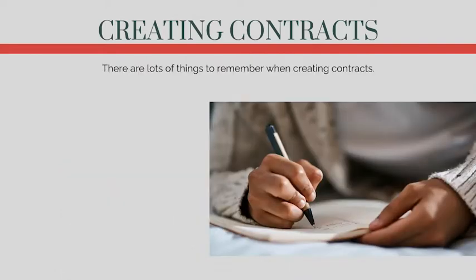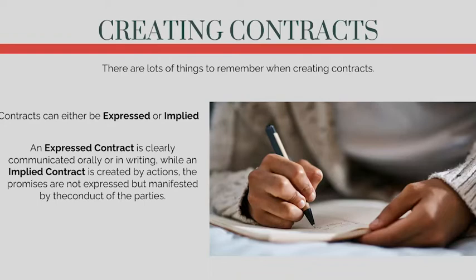There are lots of things to remember when creating contracts. Contracts can either be expressed or implied. An express contract is clearly communicated orally or in writing, while an implied contract is created by actions. The promises are not expressed but manifested by the conduct of the parties.